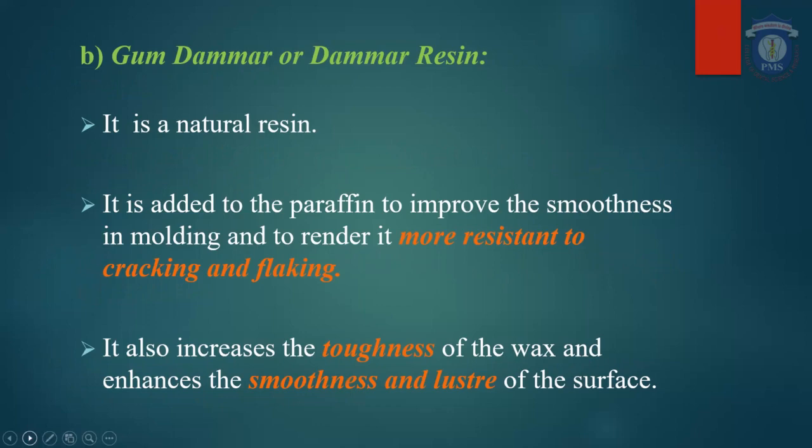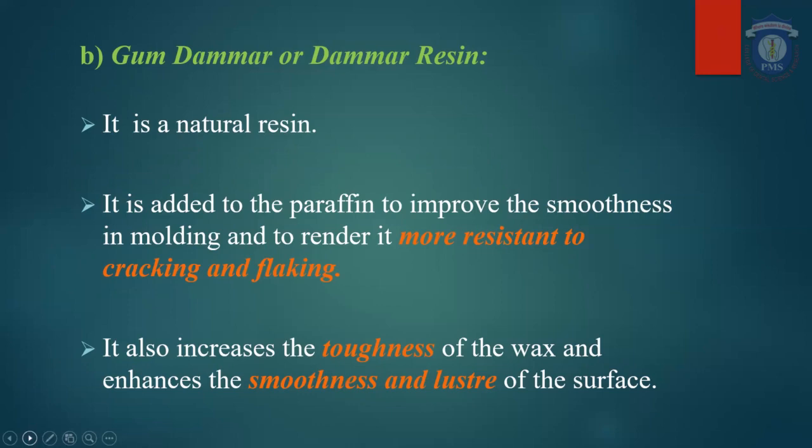So this will be asked from the Viva point of view. What is the function of this gum damar resin? It is added to paraffin to improve the smoothness in molding and to render it more resistant to cracking and flaking. In the previous slide, I had mentioned that whenever we are carving the inlay wax, we find that it mainly cracks or flakes, isn't it? It is mainly cracking and flaking.